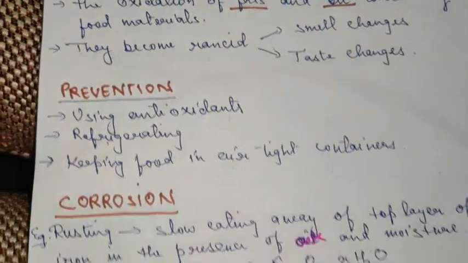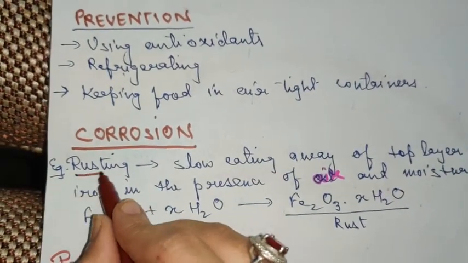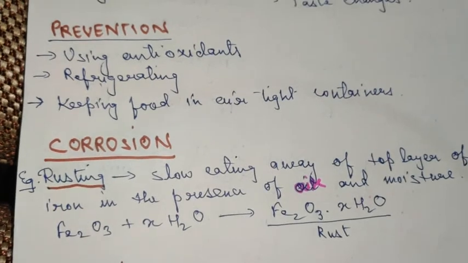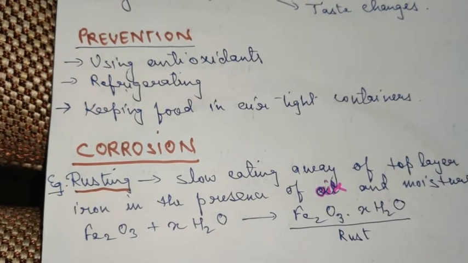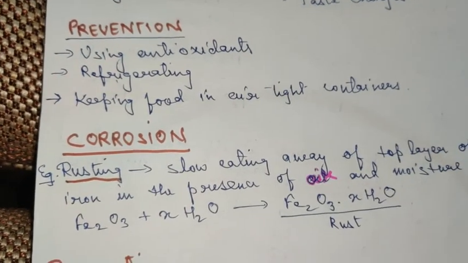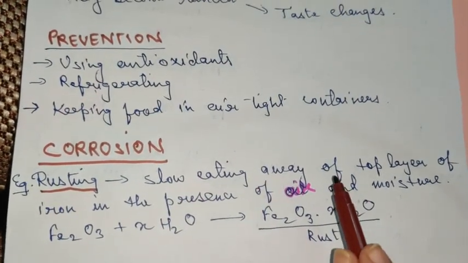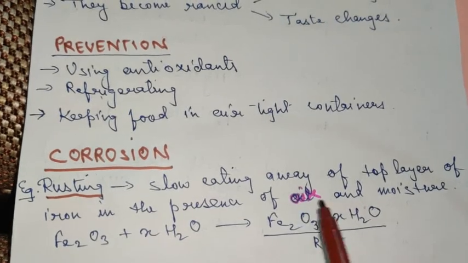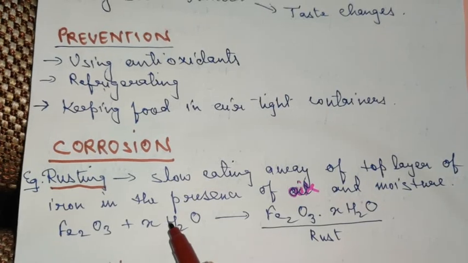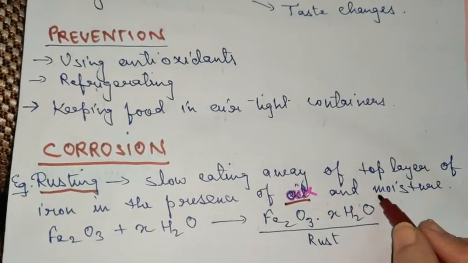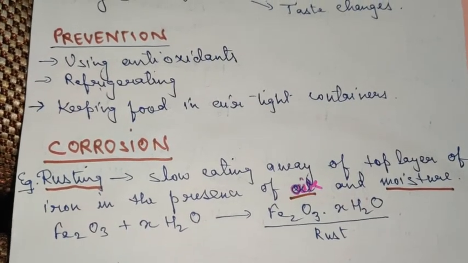Now coming to the next part, that is corrosion. What is the meaning of corrosion? The best example of corrosion is rusting. You must have observed what rust is. Rust is a brown color coating that you must have seen on iron. So how will we define rusting? The slow eating away of the top layer of iron in the presence of air and moisture is termed as rusting. So basically the two important conditions for rusting to occur are air and moisture. When both conditions are present, then the iron gets rusted.